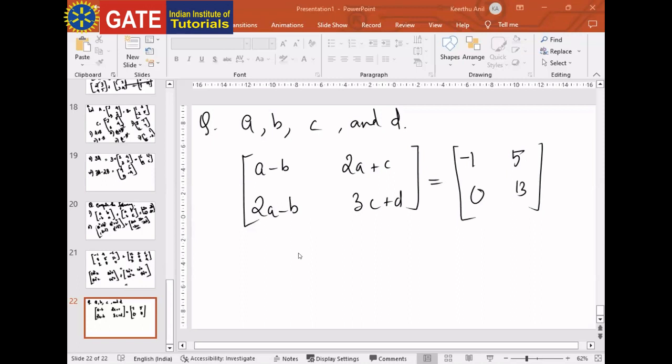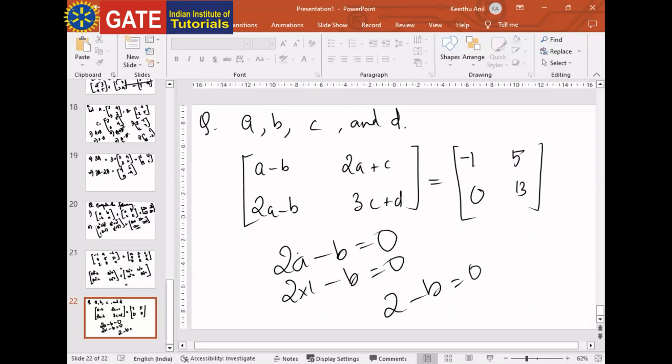2 into what is A? 2 into 1, right? 2 into 1 minus B equals 0. So B should be equal to 1. See, 2A minus B equals 0. 2 into 1 minus B equals 0. 2 into 1 means 2 minus B equals 0, right? Which means minus B equals minus 2. Yeah? So B should be equal to what?